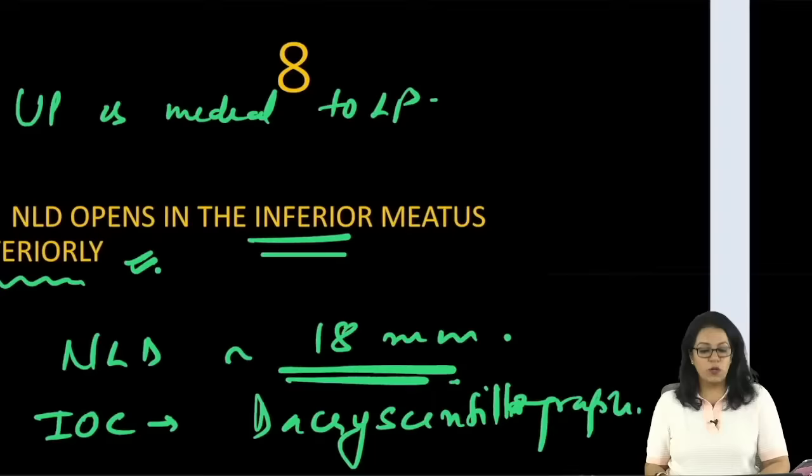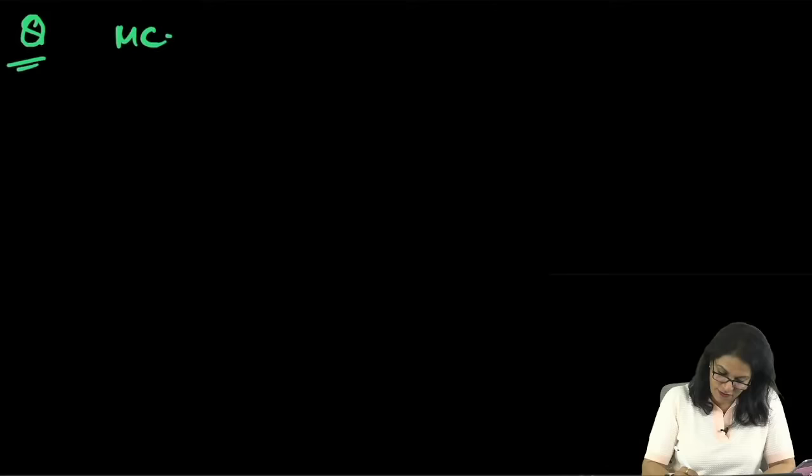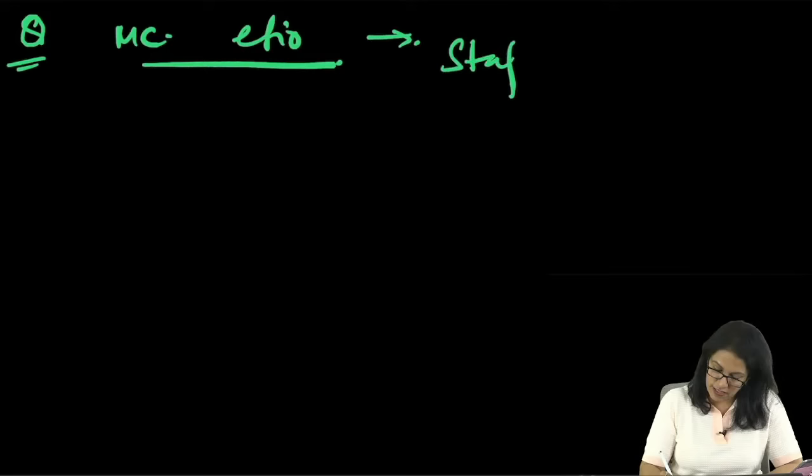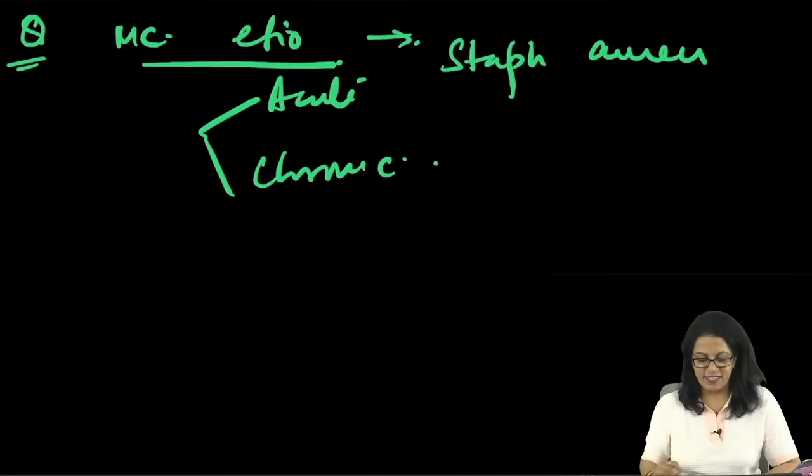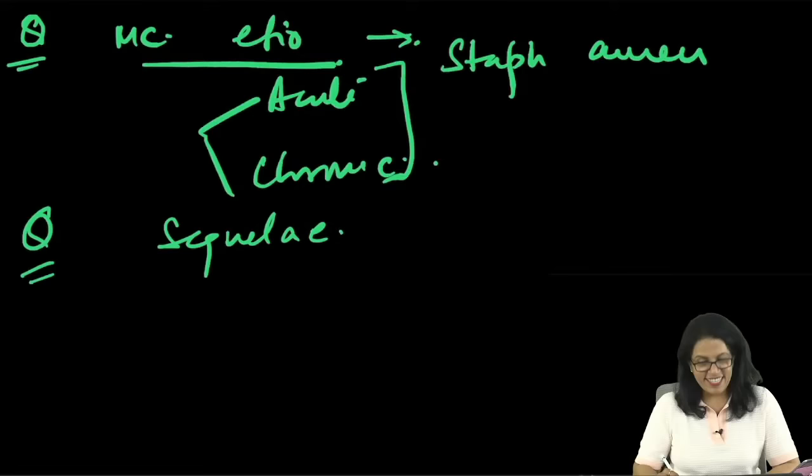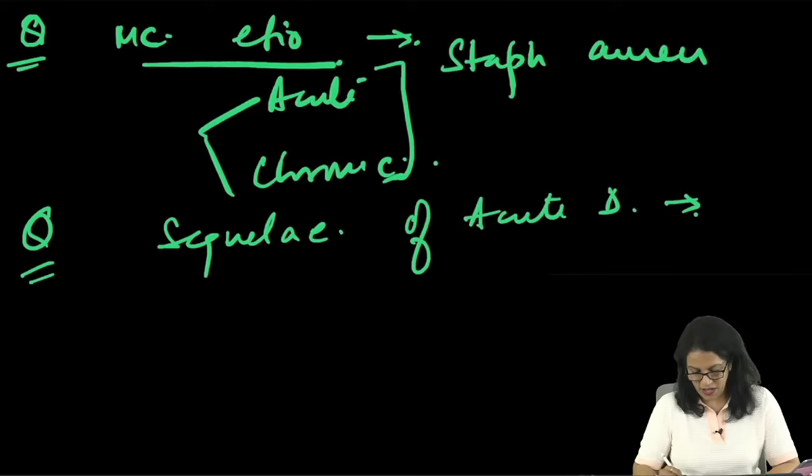Then another question from this chapter is, what is the most common etiological factor for dacryocystitis? The most common etiological factor for both acute and chronic we will learn as Staph aureus. Staph aureus for both acute and chronic. Okay, what is the next question? What is the sequela of acute dacryocystitis? The answer is fistula.